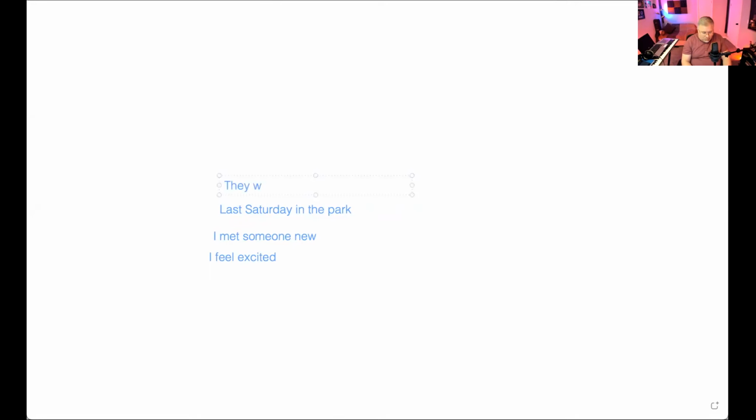Like they walked past me and caught my eye. This is the most cliche thing on the planet right now, but then when you work backwards, then when you read it forward, it sort of makes sense. They walked past me and caught my eye last Saturday in the park, and I met somebody new and I feel really excited, right? So you can actually start where you're going and sort of ask, why does this matter to the listener?